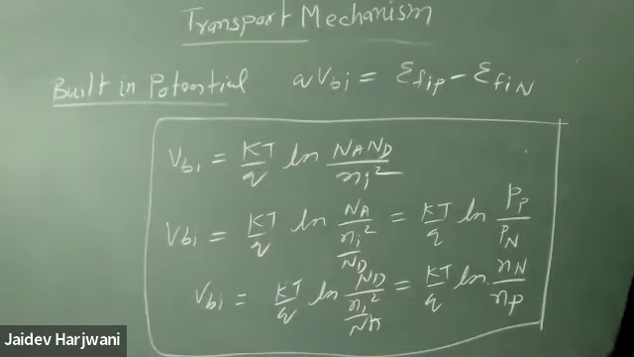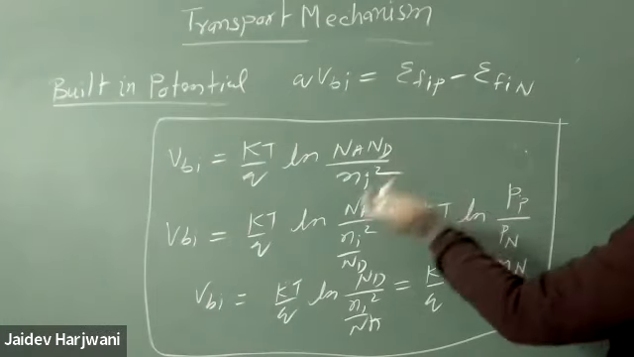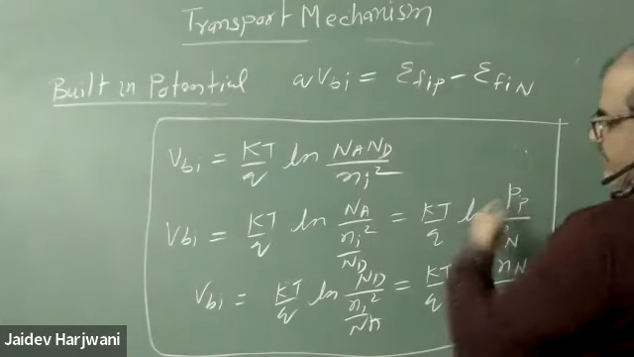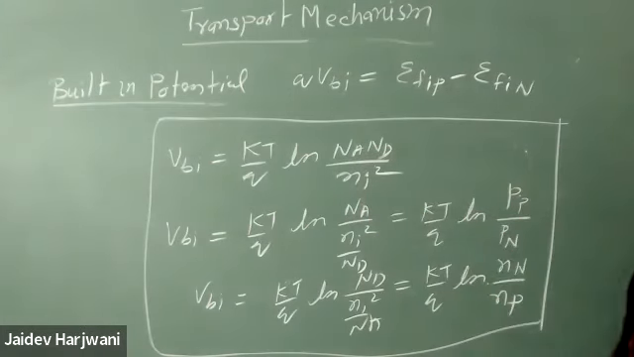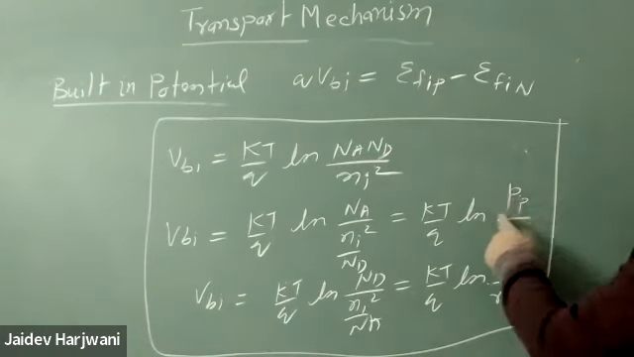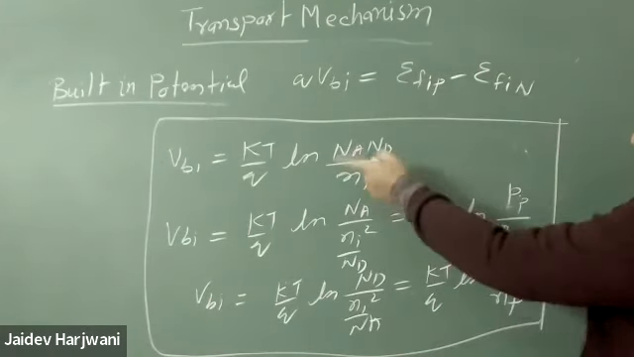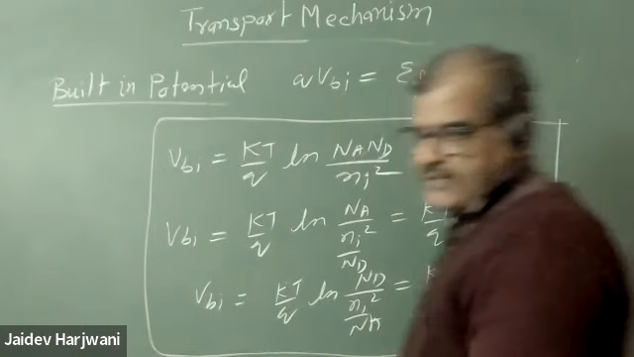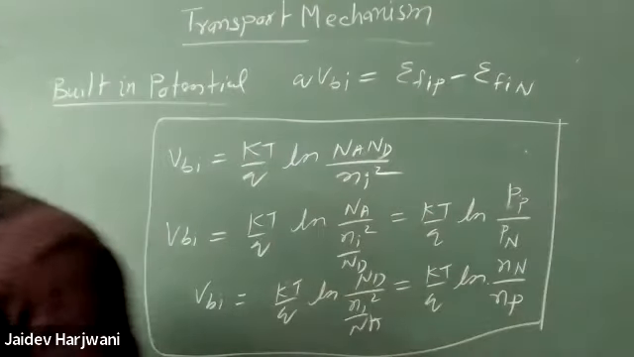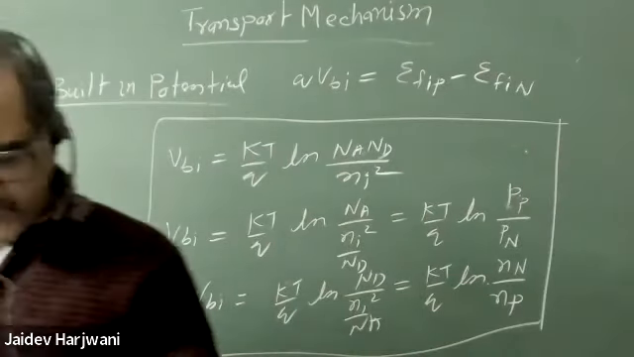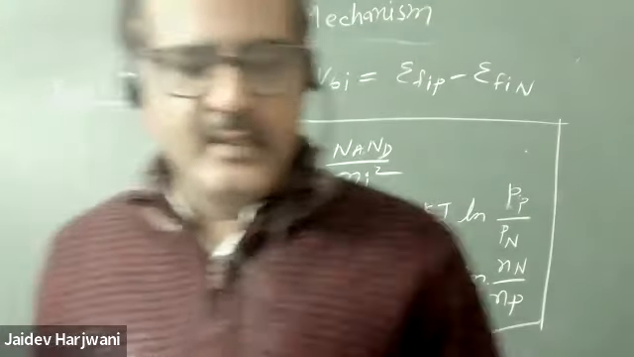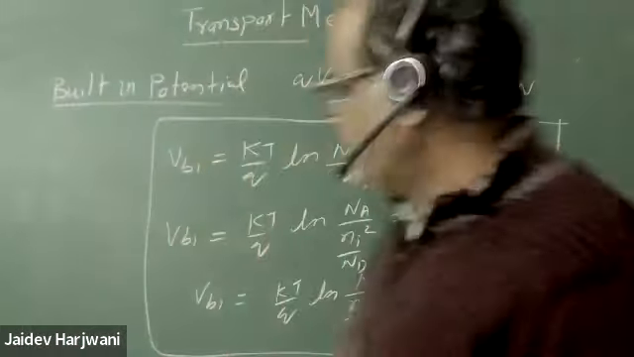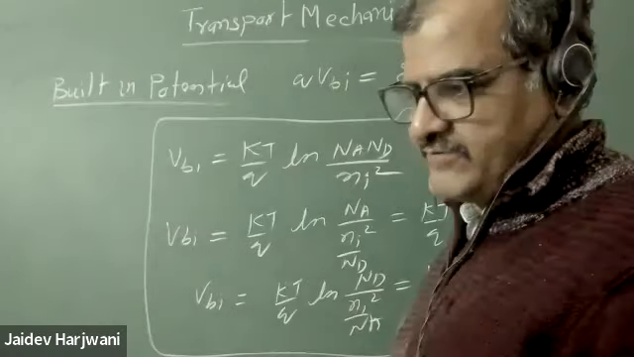You may be given any values, and of course you can find the others automatically. There is no issue. If you know this, you can convert it into this formula. I am writing it in different forms so that it will be easy for you if you want to learn it sometimes. So this is your formula for built-in potential.